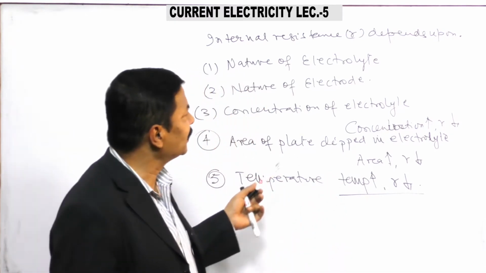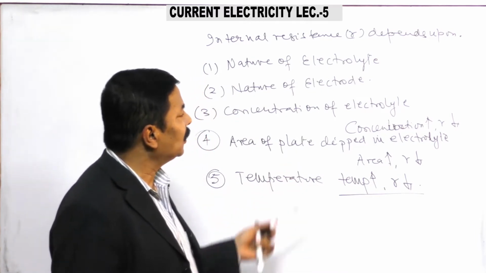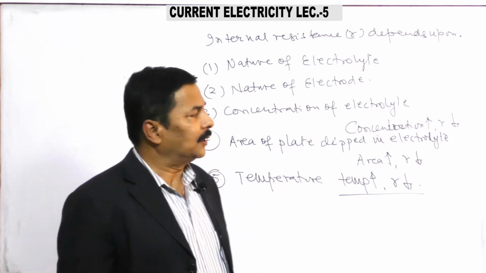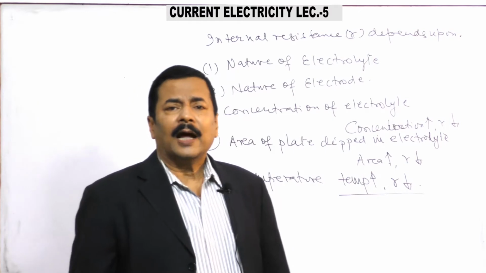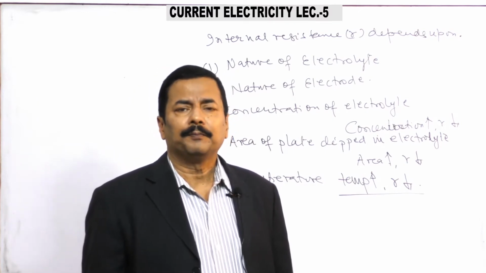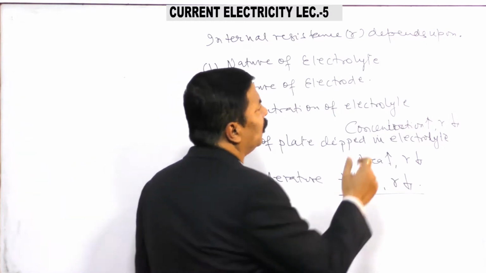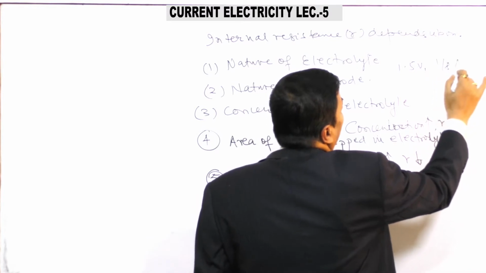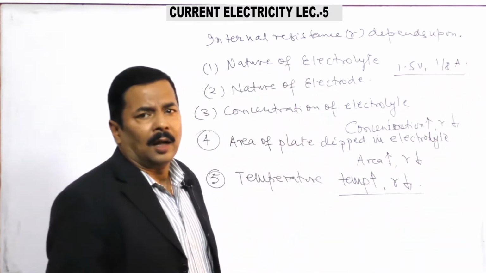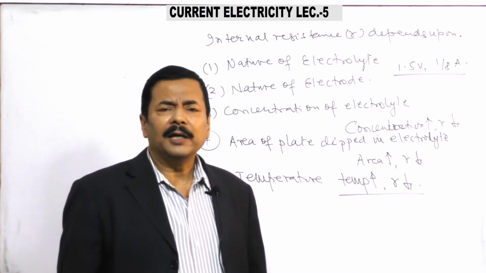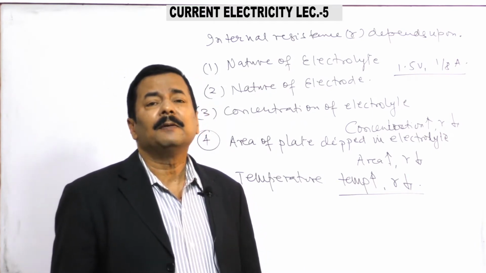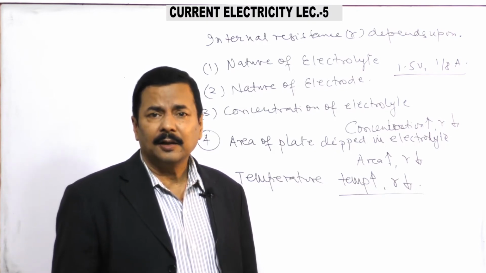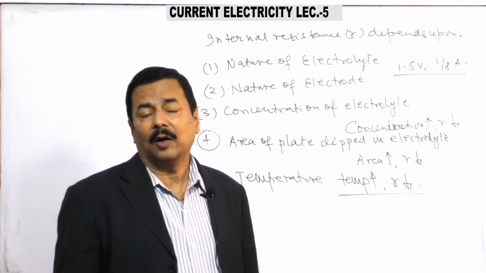So these are the factors on which the internal resistance of a cell or battery depends. Now the question arises: a general 1.5 volt battery gives approximately 1/8 ampere current. In our daily requirement, there are many times when we need a larger amount of current and higher potential difference to be maintained, or both.